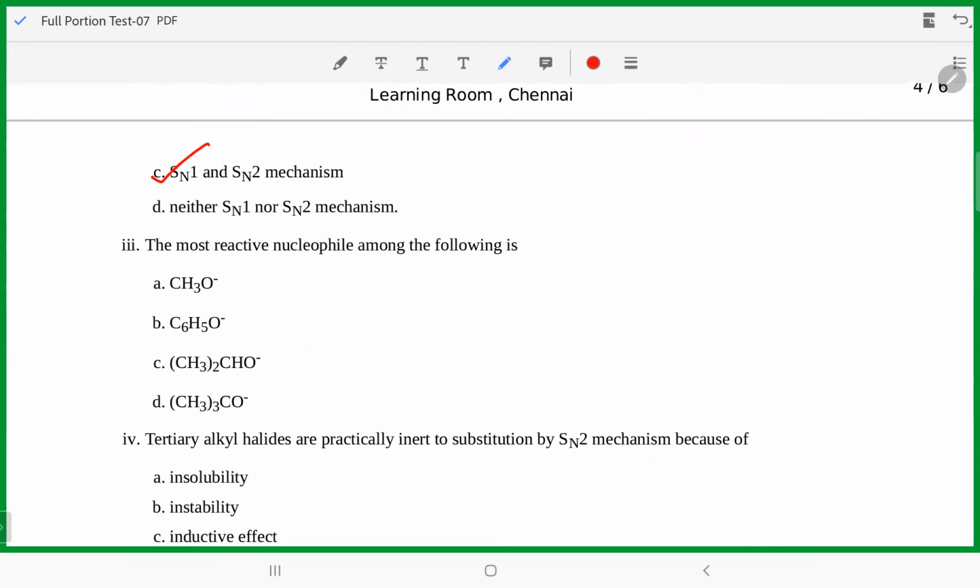The most reactive nucleophile among the following is... The smaller the size of the nucleophile, the more reactive it is. When you are comparing a bigger size and a smaller size, the smaller size of the nucleophile is more reactive.